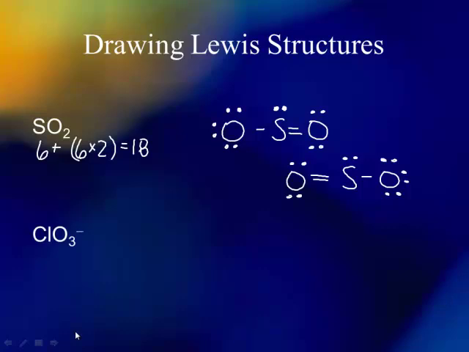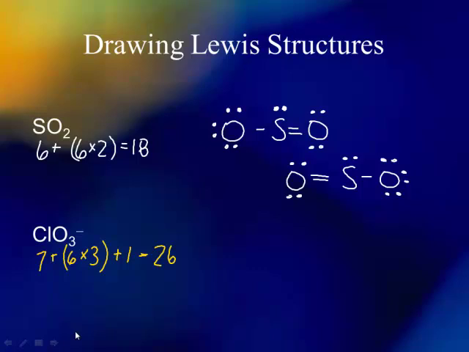One more example, the chlorite ion. First, sum the valence electrons. Chlorine brings in 7, plus 6 from each oxygen. We also have to account for the negative charge on the ion. A negative charge means that the ion has that many more negative electrons. So we need to add 1 to our total here. That gives us 26 electrons to use.